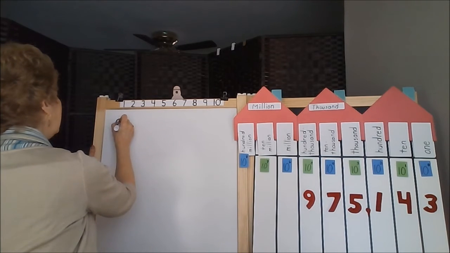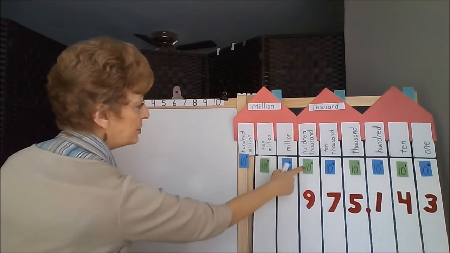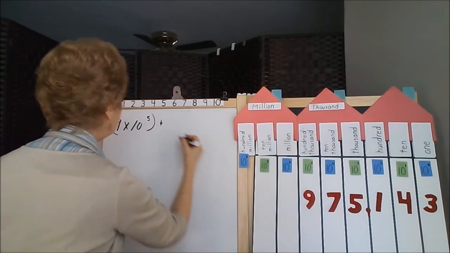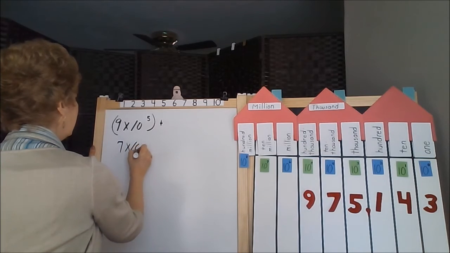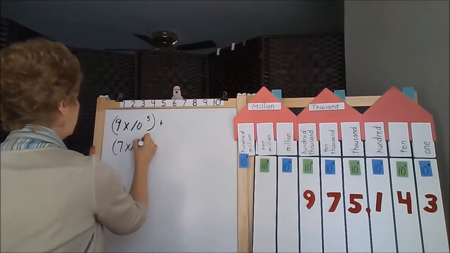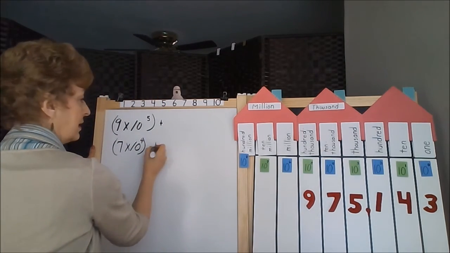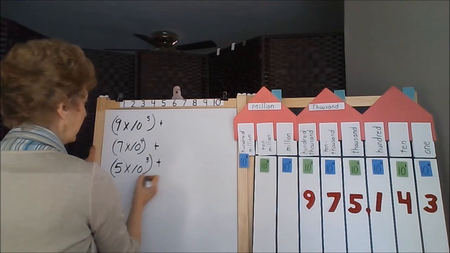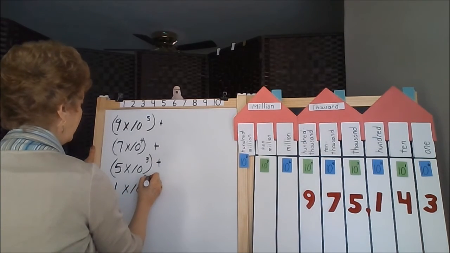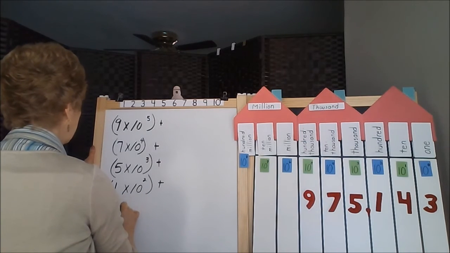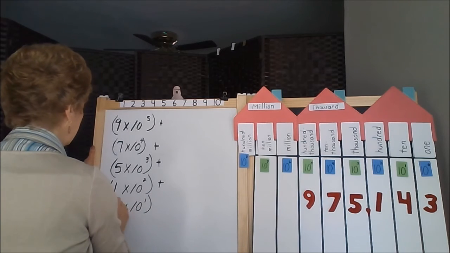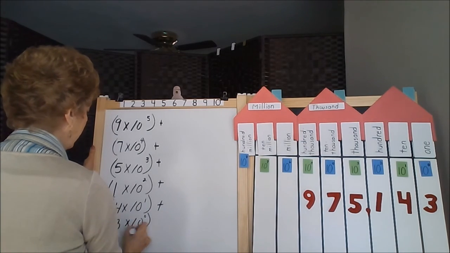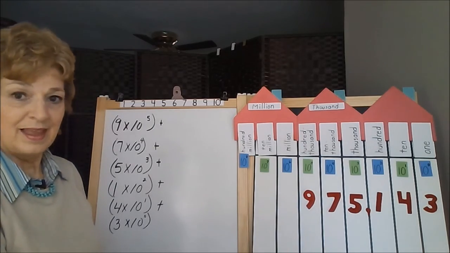This could be 9 times 10 to the 5th power plus 7 times 10 to the 4th power plus 5 times 10 to the 3rd power plus 1 times 10 to the 2nd power plus 4 times 10 to the 1st power plus 3 times 10 to the 0 power. Exponents.